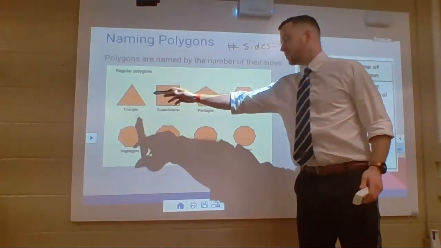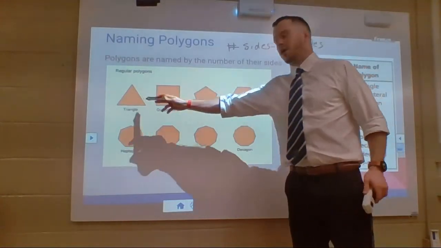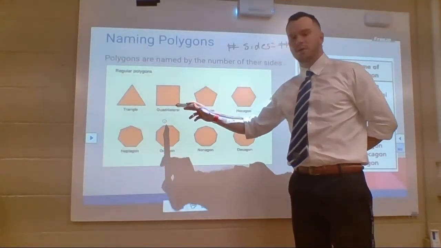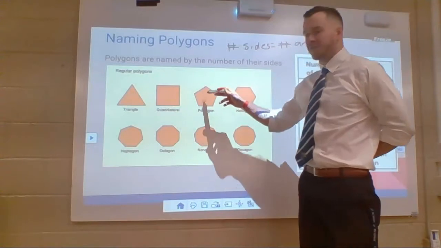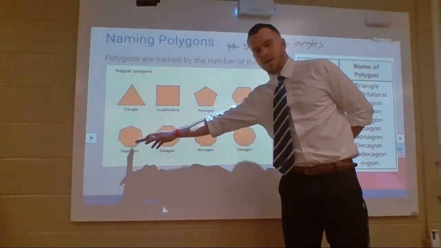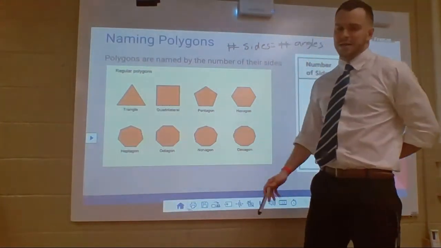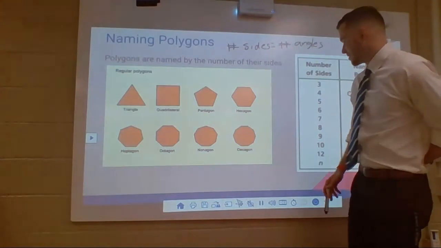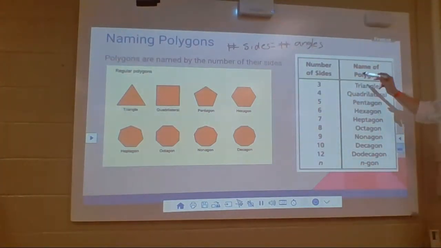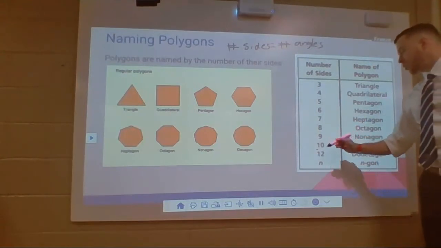So here are some types of polygons. We have triangles, quadrilaterals, pentagons, hexagons. Well, a triangle has three sides. A quadrilateral has four sides. A pentagon has five sides. A hexagon has six sides. A heptagon has seven sides. An octagon has eight sides. A nonagon has nine sides. A decagon has 10 sides. So those are listed here as well. We also have a 12-sided polygon, which would be a dodecagon.